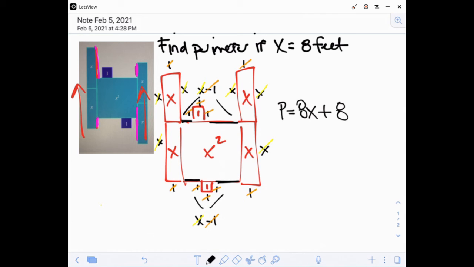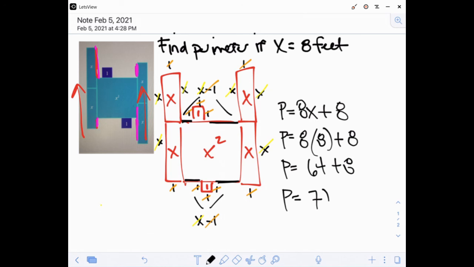Now, in the problem it said, if x equals 8 feet, what's the perimeter? So I can just put this in. I substitute 8 feet for my x. Perimeter is 8 times 8, which is 64, plus 8. That means the perimeter is 72 feet. So the perimeter of my spaceship is 72 feet.